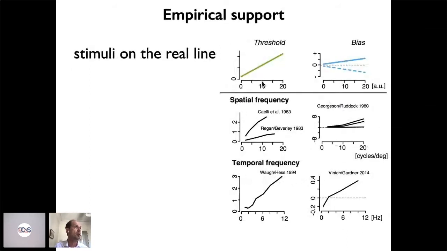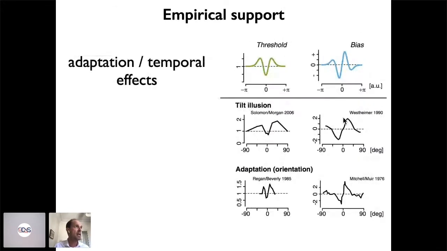So here's a stimulus on the real line. Spatial frequency, again, threshold, or discriminability, is shown on the left, and on the right is shown the bias. And in every case, this rule holds. It even holds in places where it is maybe even more surprising, things like adaptation or temporal aftereffects. So the tilt illusion. The tilt illusion produces a distortion of a subject's threshold, where they become slightly more sensitive near the adapter and slightly less sensitive on the flanks. And we can see that this pattern of threshold change predicts this sort of wiggly shape of bias change. And we see that again in the psychophysical data.